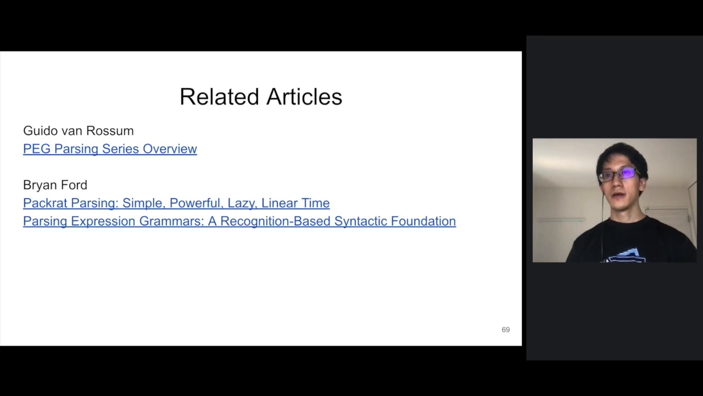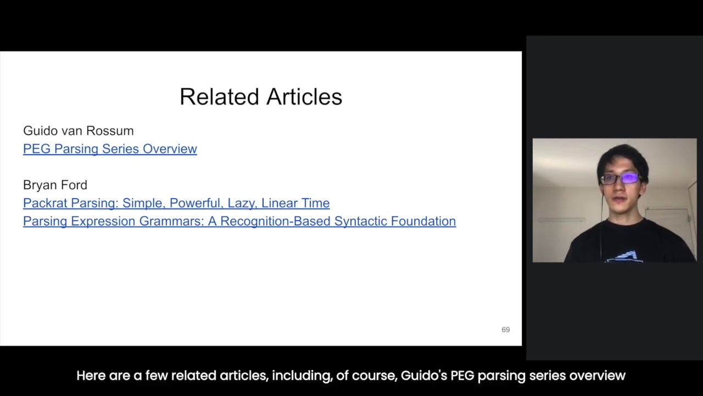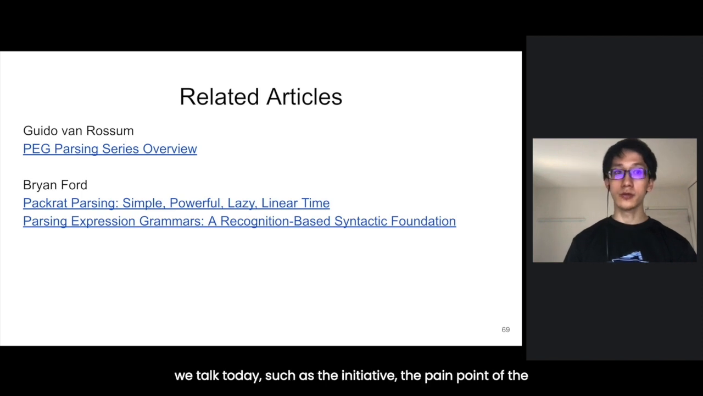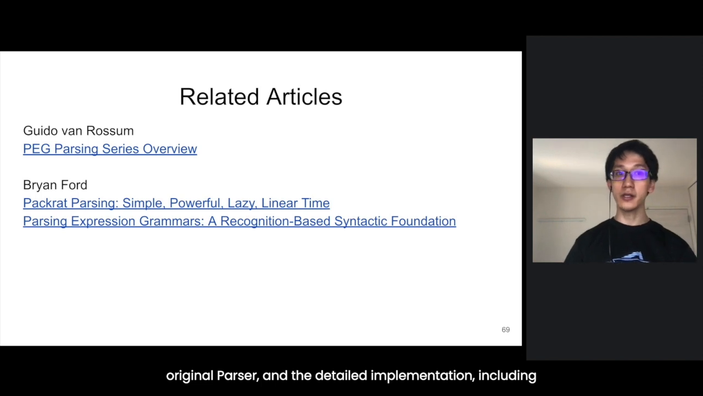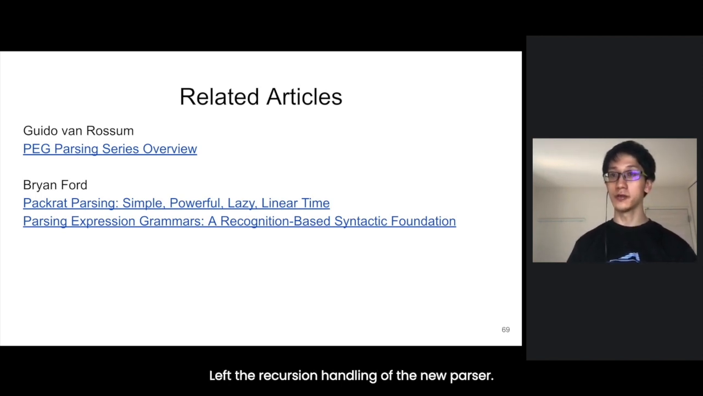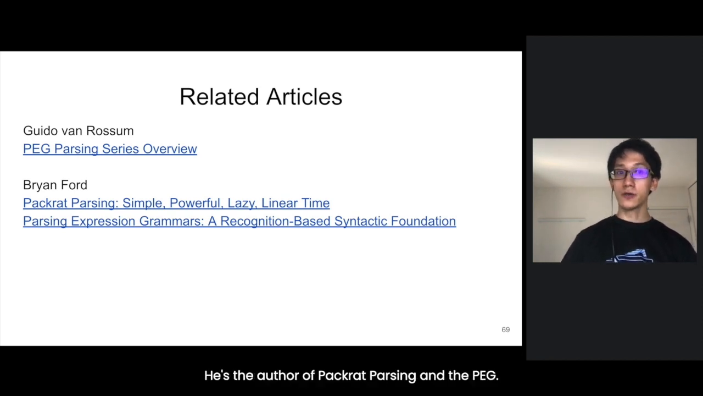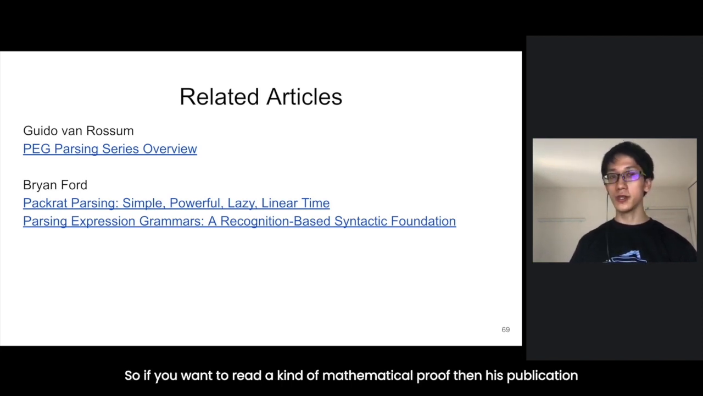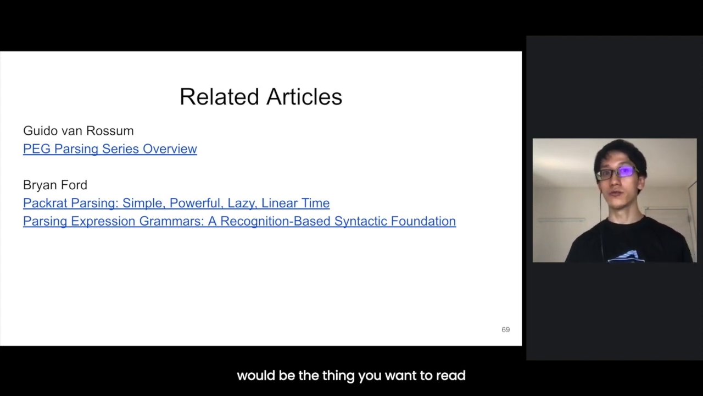Finally, let's take a look at the appendix. Here are a few related articles, including, of course, Guido's PEG parsing series overview. It contains all sorts of topics we talked about today, such as the initiative, the pain points of the original parser, and the detailed implementation, including left recursion handling of the new parser. The second important person is Bryan Ford. He is the author of packrat parsing and the PEG. So if you want to read a kind of mathematical proof, then his publications would be worth reading.